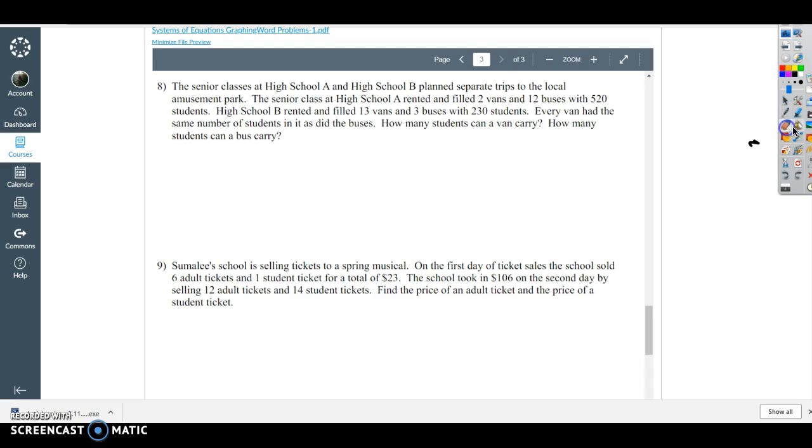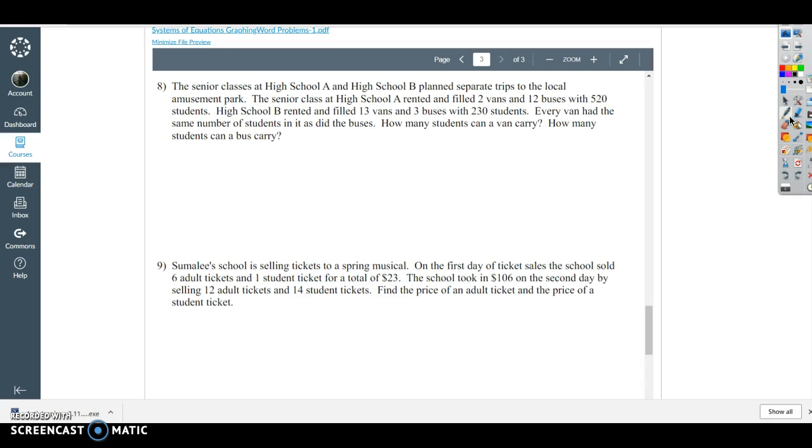I'm going to help you guys get started on the word problems today. It says the senior class at High School A and High School B plan separate trips to the local amusement park. The senior class at High School A rented and filled 2 vans and 12 buses with 520 students. High School B rented and filled 13 vans and 3 buses with 230 students. Every van had the same number of students in it as it did buses. How many students can a van carry? How many students can a bus carry?